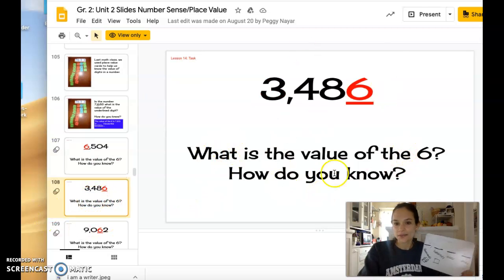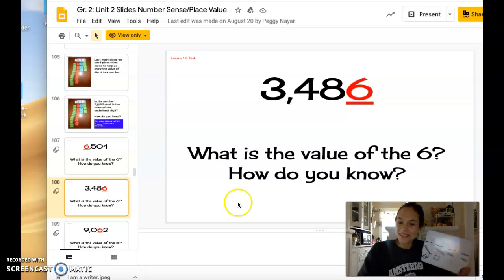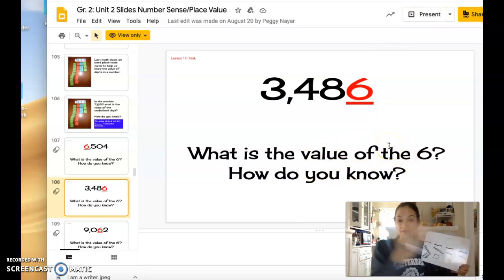Now, what is the value of the 6? We have the number 3,486. What is the value of the 6? And how do you know? Pause the video to answer the question and then come back. Welcome back. The value of the 6 is 6 because the 6 is in the ones place. So 6 is 6. That's it.